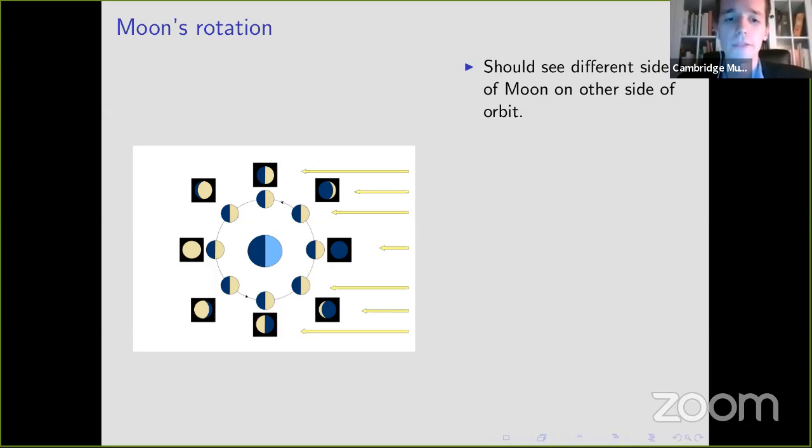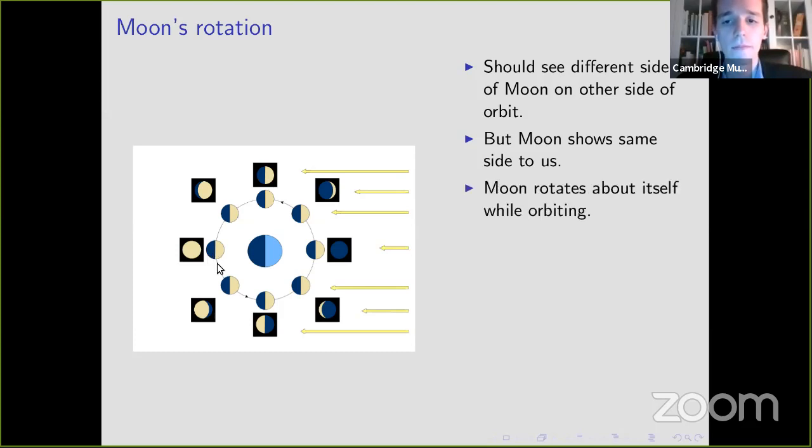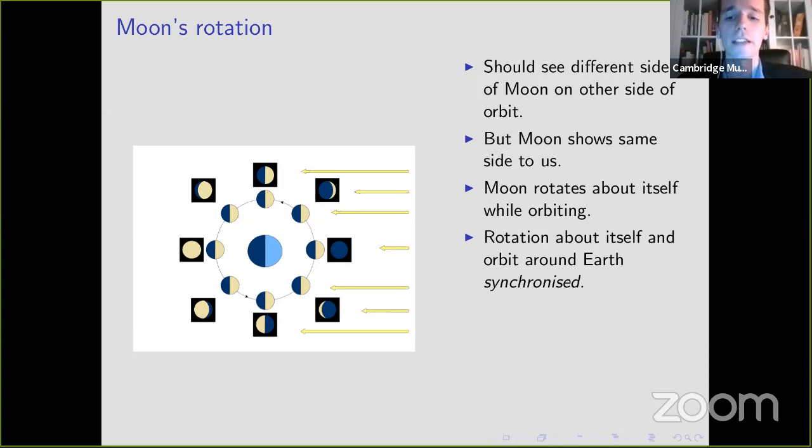There is another curious fact about the moon, and it is to do with its rotation. When the moon orbits, we should really see a different side of the moon on the other side of the orbit. But the moon always shows the same side to us. What is happening is that the moon rotates about itself while it is orbiting. And the rotation about itself and the orbit around the Earth are synchronized in such a way that it always shows the same side to us.